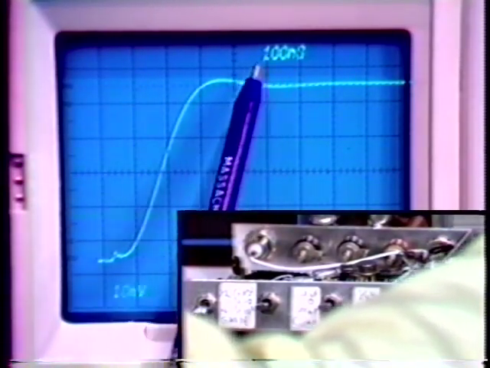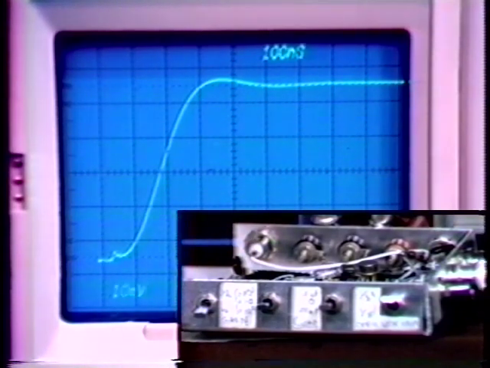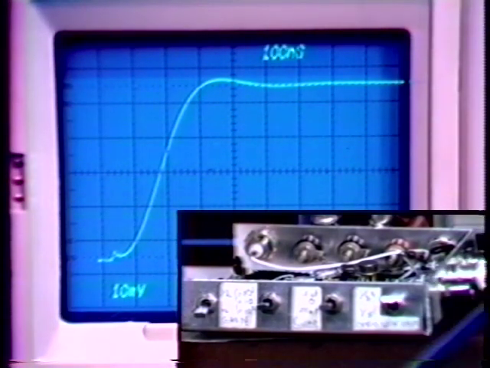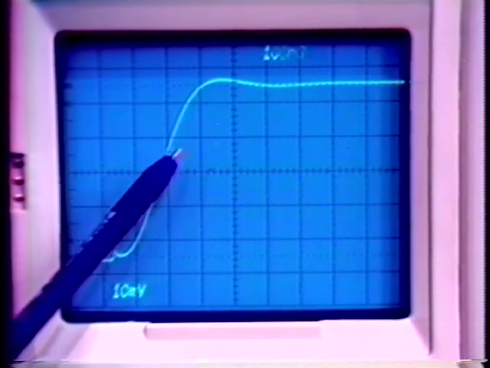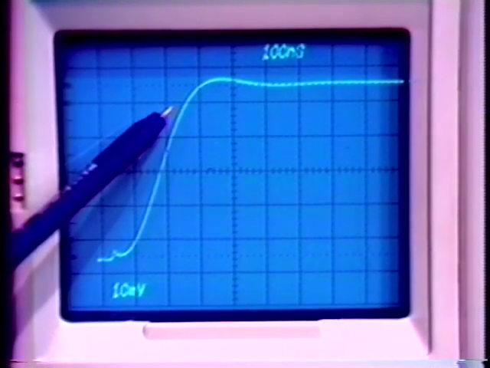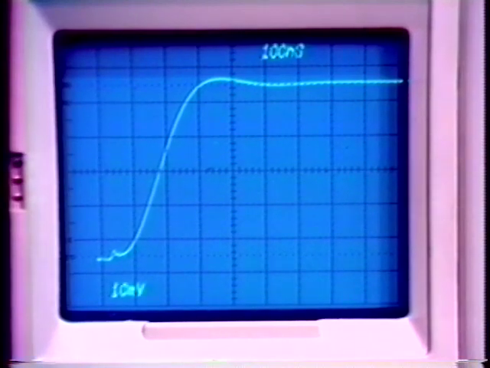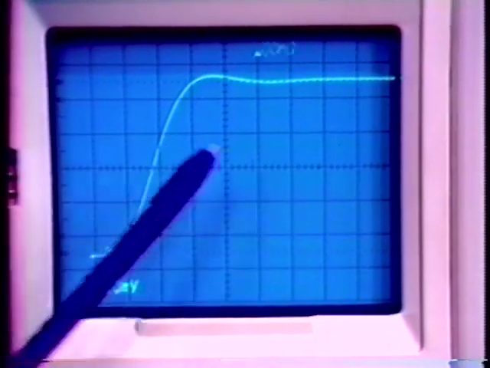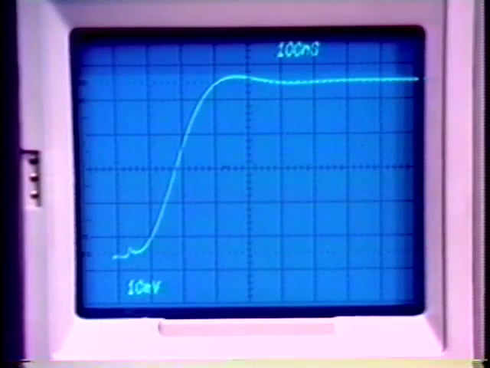The horizontal scale is 100 nanoseconds per division, and one very good measure of speed of response, which is easily interpreted in terms of bandwidth, is the 10 to 90% rise time for the system. So let's see, here is the 10% point, up here is the 90% point. We have just about 1.5 divisions horizontally between those two points. We're at 100 nanoseconds per division, and so we have a rise time of about 150 nanoseconds.